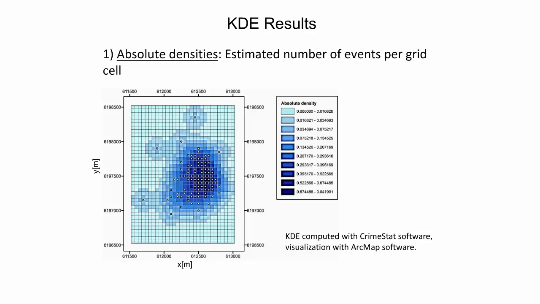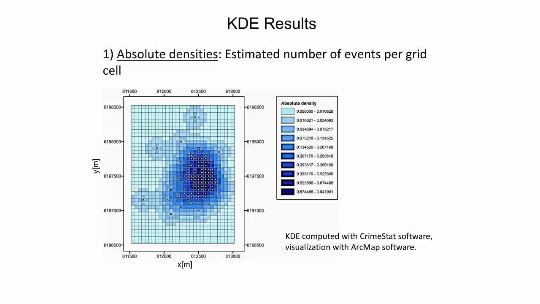The first way to scale the resulting data grid values is to provide an estimated number of events per grid cell. These are referred to as absolute densities. With this method, the sum of the values across all cells should equal the number of events used in the analysis. The software used to compute grid values shown in this map was CrimeStat. A normal kernel function with a bandwidth of 100 meters was applied. The data was rendered in ArcGIS, which provides kernel density estimation procedures as well.